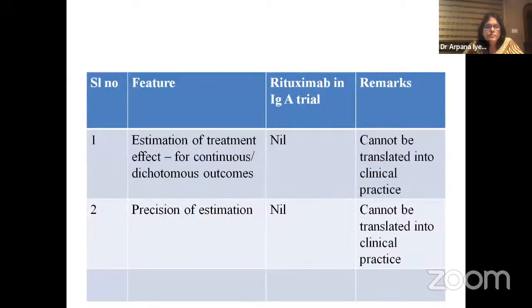With respect to this trial, the estimation of treatment effect for continuous or dichotomous outcomes was not mentioned, and the precision of estimation also was not clear.